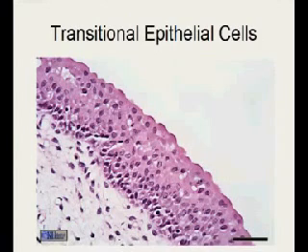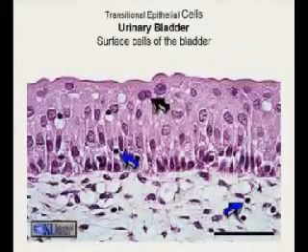Again, I'm giving you the location of this tissue, which I would do on examination. I would show you this exact slide, and I would ask, this particular tissue is located in the urinary bladder. Its function is to allow expandability of the organ system in which it lies. Please identify this epithelial tissue. You would be able to tell me transitional epithelial cells.